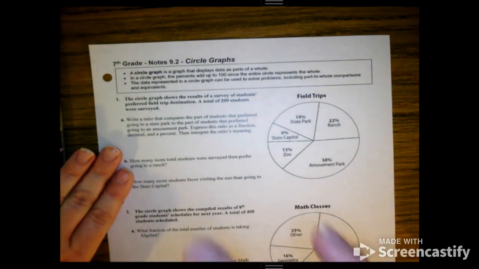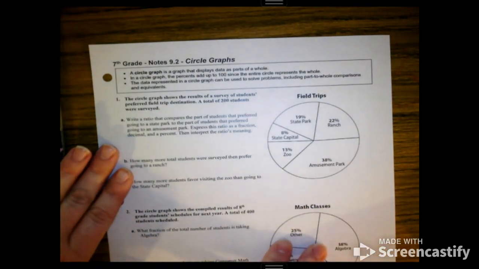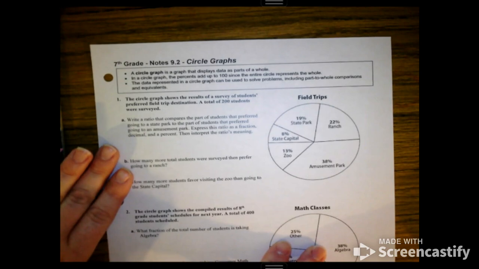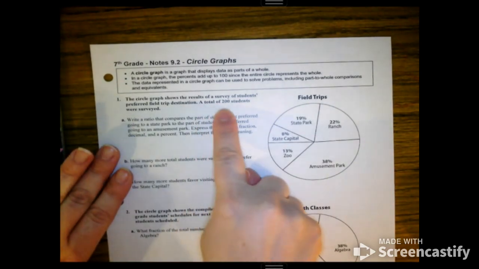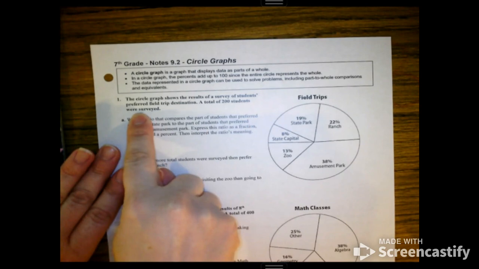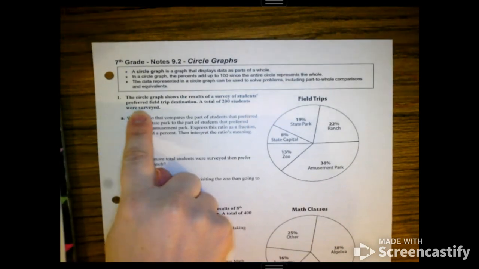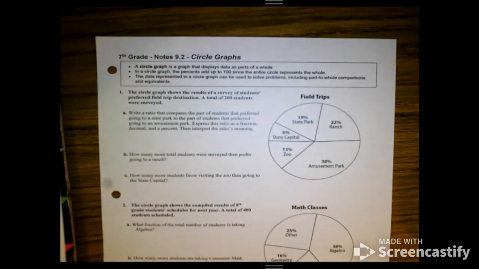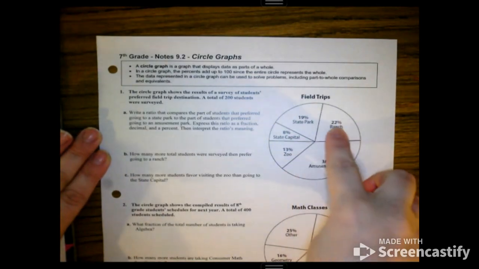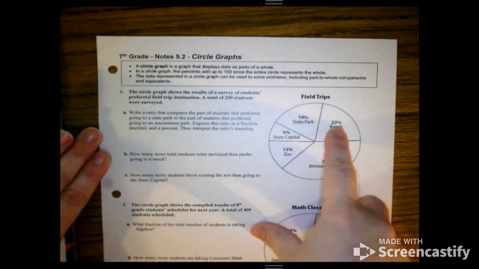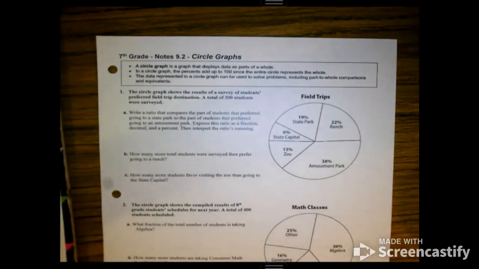Does that mean the total number of whatever is surveyed is 100? No. Because if you look right here, it says 200 students were surveyed. Okay? So all 200 students represent 100%. So we have to figure out what 22% of 200 is and stuff like that. Okay?